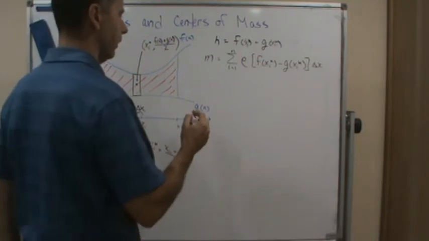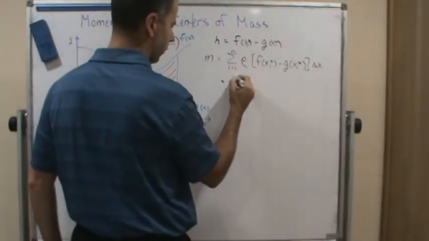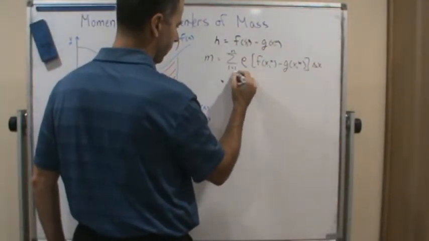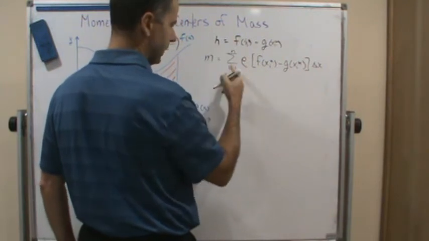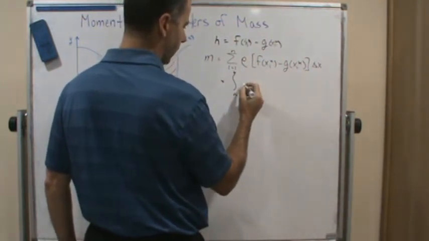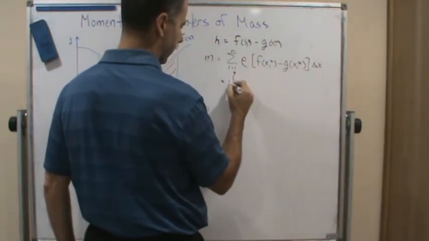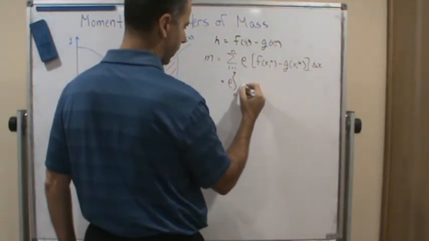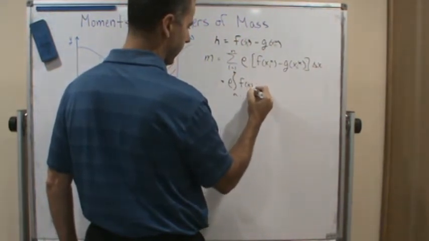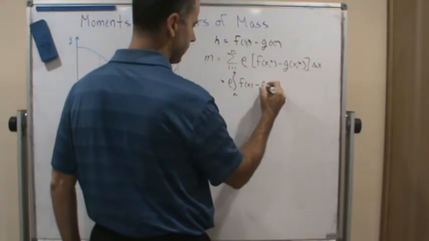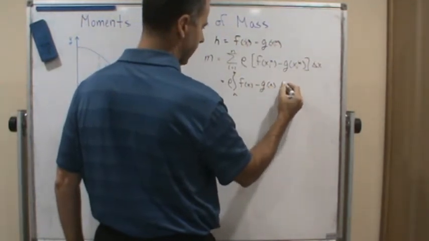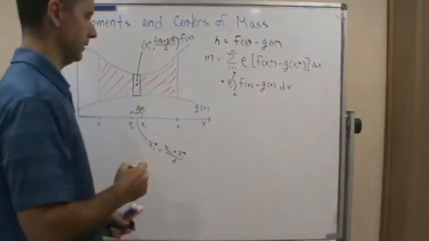As we take the limit of this, it's going to give us the integral from a to b. So the mass is rho times the integral of f of x minus g of x dx.